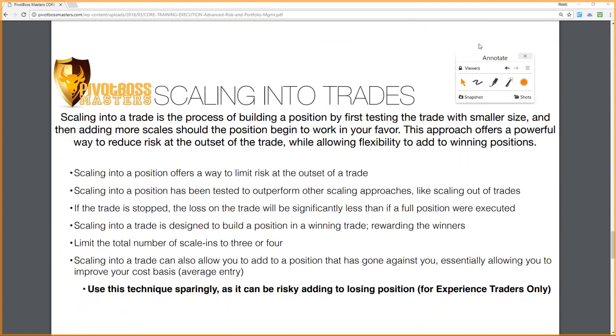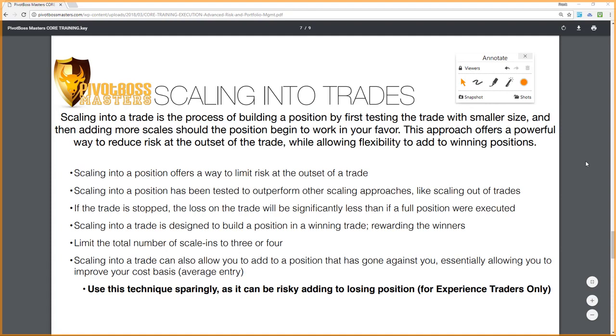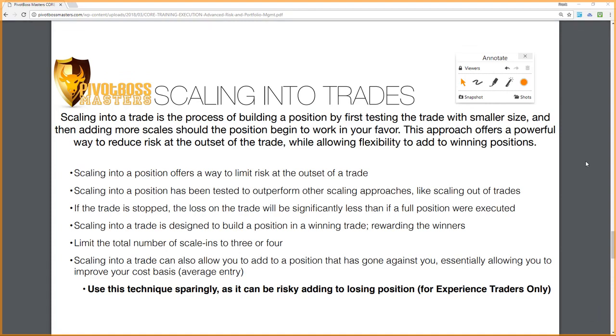All right, so let's talk about scaling into trades now. We've talked about scaling into trades very quickly in our advanced trade management section, which is also at the execution portion of our core trading on-demand training. We didn't really go into it like we're going to go into it now, but we talked about scaling into a position and basically partial entries, and how you can average down if price goes against you, and those types of things. What we're going to talk about here is scaling into a position in order to limit your risk at the outset of the trade, and then allowing yourself flexibility to add to winners, rewarding those winners, or perhaps even averaging down a loser. But you have to be very careful with that.